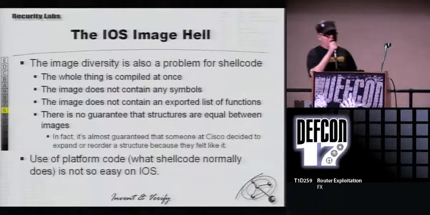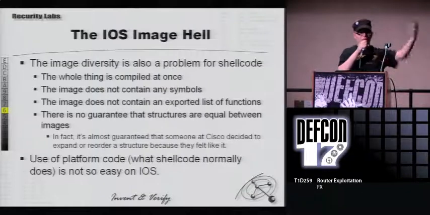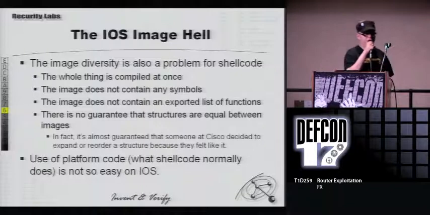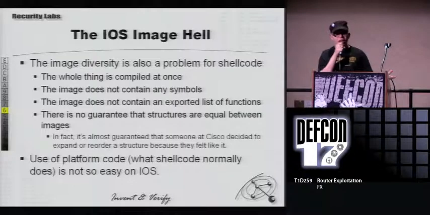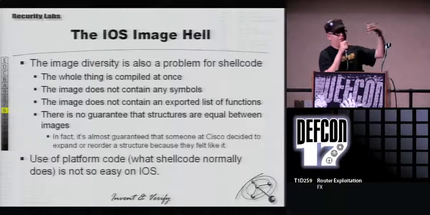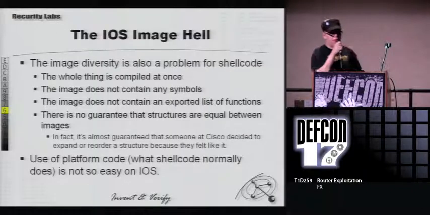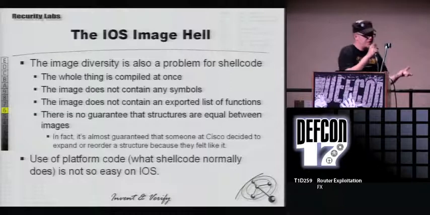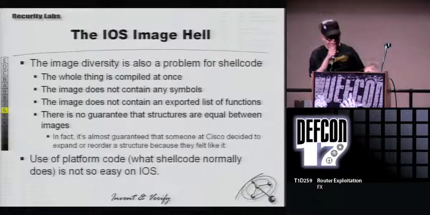So this diversity is also a real problem for shellcode, right? In shellcode, you usually need to get access to addresses somewhere, like functions. You're calling functions of the operating system. That is the whole point of your shellcode. Well, the problem is the functions are always at different places, different addresses. And since it's compiled at once, they don't need something like a registry or something like exports from DLLs that tell you where functions are. And so essentially you don't find them. They're not there.